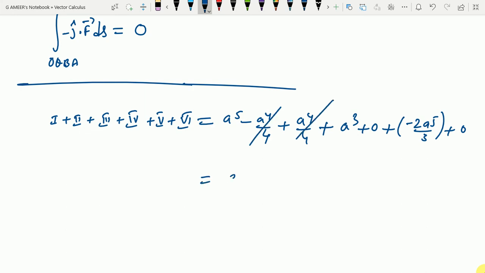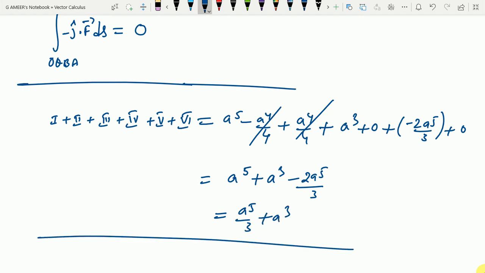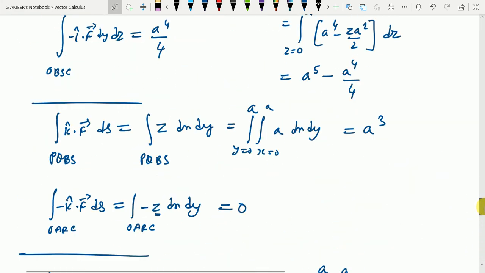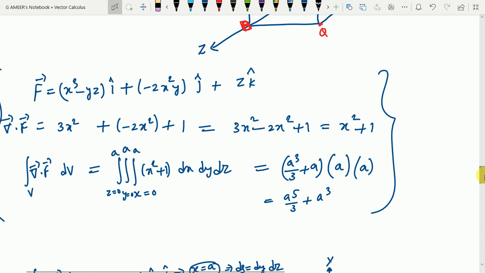Then what is there here? A power 5 plus a cube minus 2a power 5 by 3. So 1 minus 2 by 3, that is 1 by 3. That is a power 5 by 3 plus a cube. So this is actually the LHS part. If you observe, the same answer we got in the previous case also, by calculating the volume integration. Just now we calculated the volume integration and I got the same answer. So this is another way of verifying the Gauss divergence theorem, another example for verifying it.